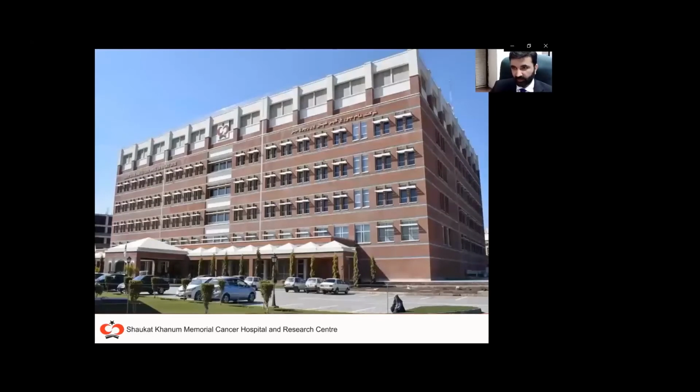Here I complete my first case, and I leave you with the image of Shaukat Khanum, Peshawar. Shaukat Khanum, Peshawar is a beautiful new building, state-of-the-art, with all the facilities, particularly useful for the population in the north of the country.